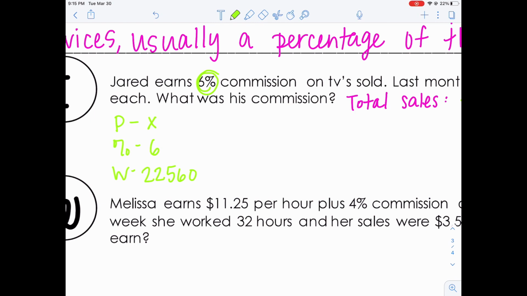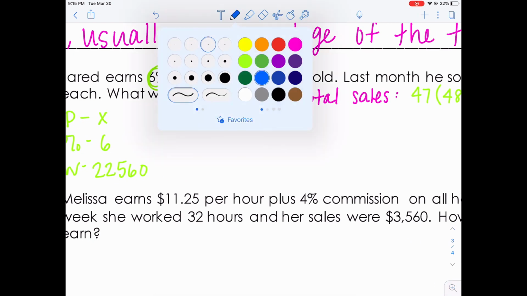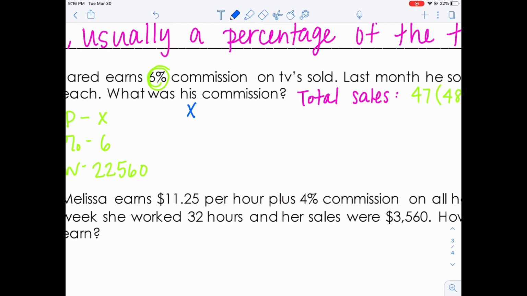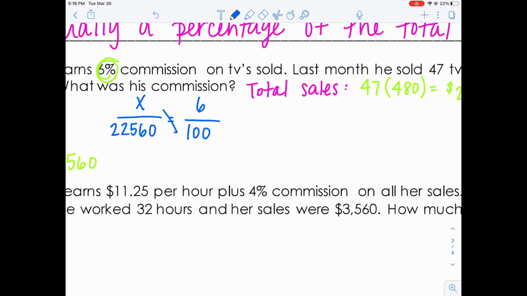Now we're going to use our percent proportion and plug everything in. Remember, it is the part over the whole. 22,560 is the whole. X is the part. Equals 6 over 100. We're going to cross multiply to solve this. So 100 times X is 100X. And 22,560 times 6 equals 135,360.